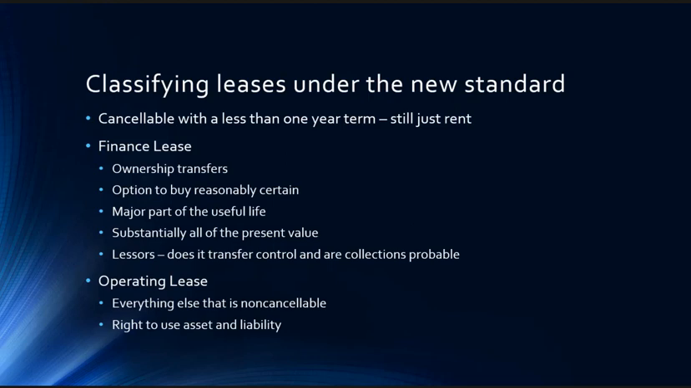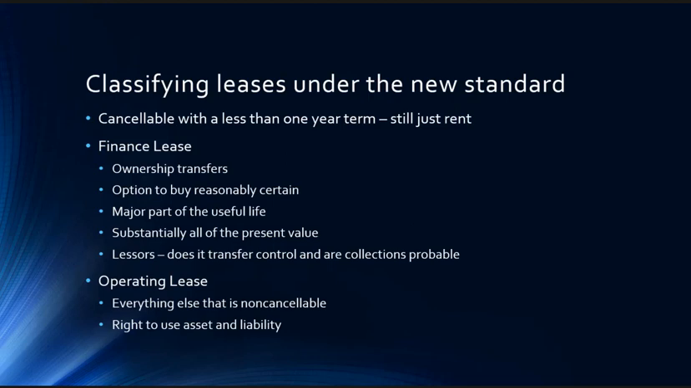Outside of those couple of examples, everything else is going to fit under either a finance or an operating lease. So basically, the way that we look at this is we first decide, is it a finance lease? If it's not, but it's still non-cancelable and such, then it's an operating lease. So a finance lease is more restrictive, more specific, and if it doesn't fit that, it must be an operating lease. To be a finance lease, you have to fit one of these criteria.